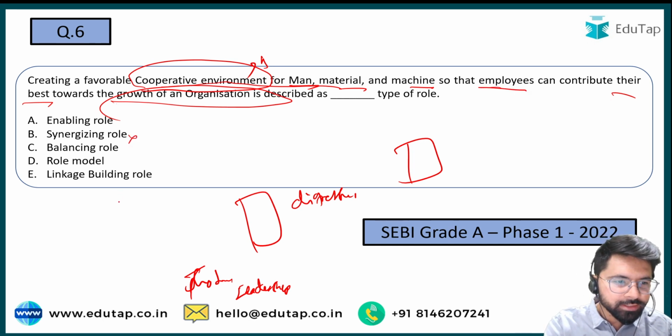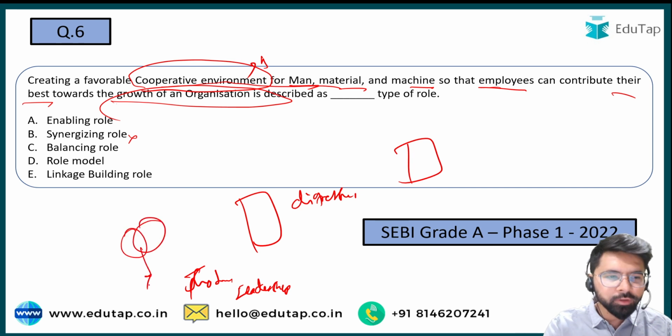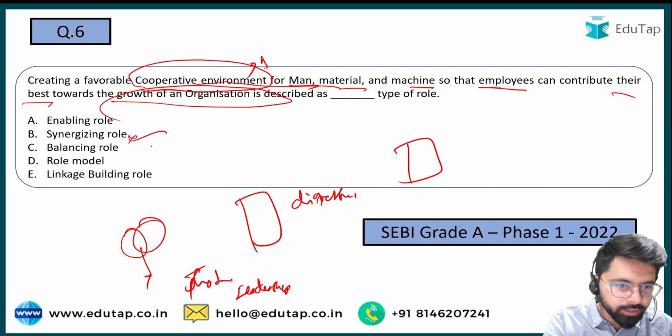See, what exactly is a synergy? When two elements come together and they are able to come up with better results, then that is synergy.